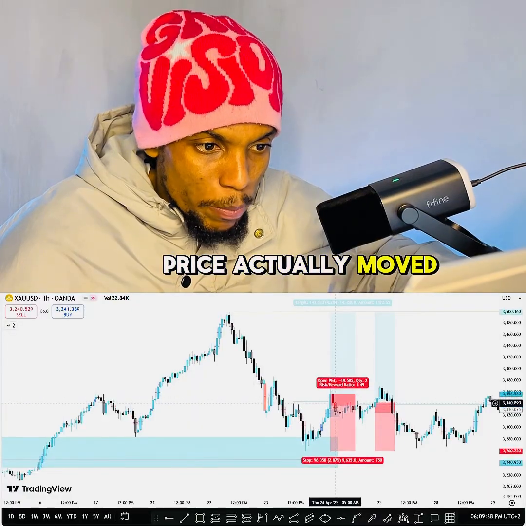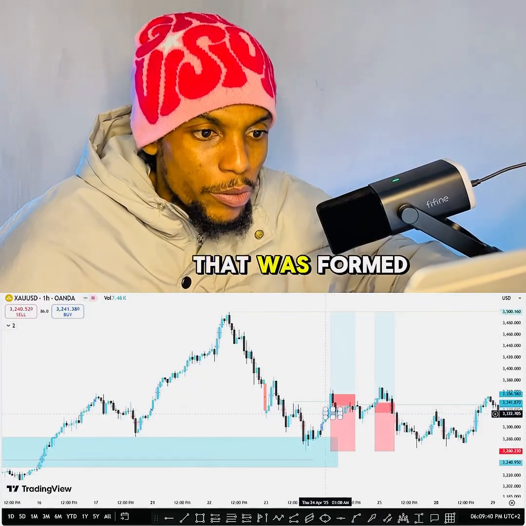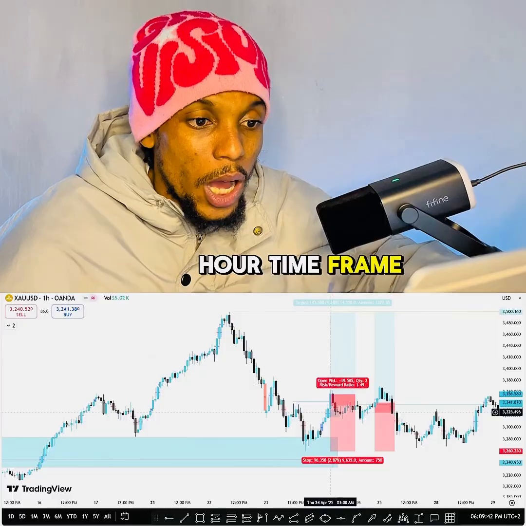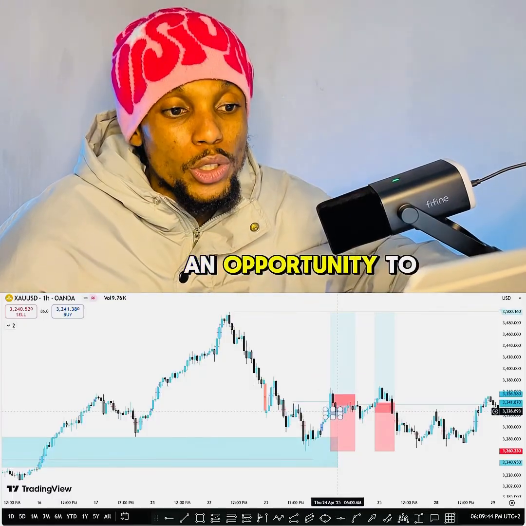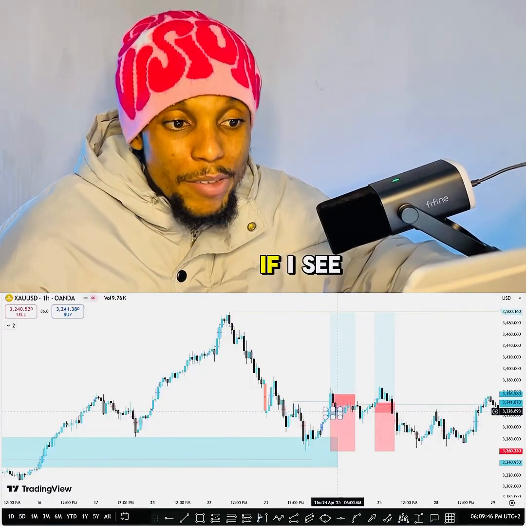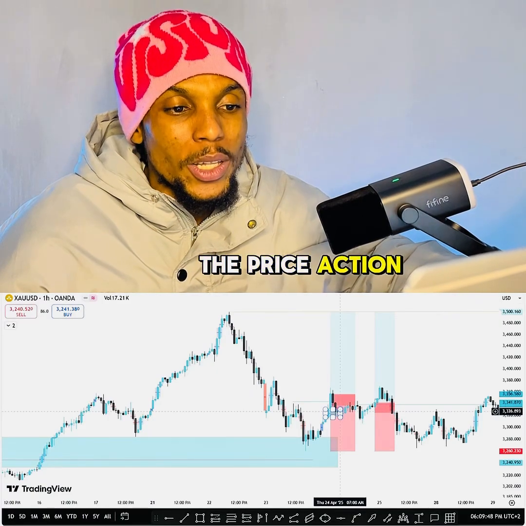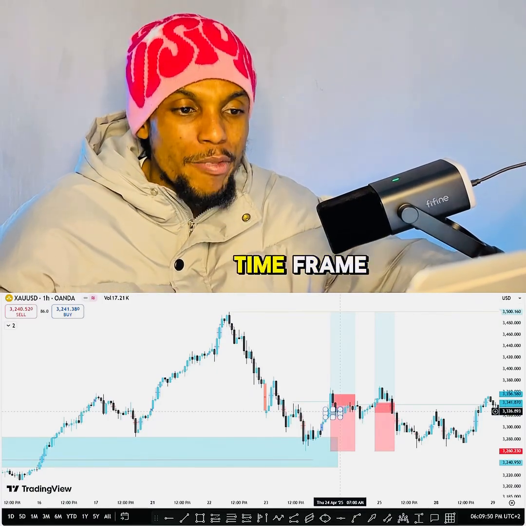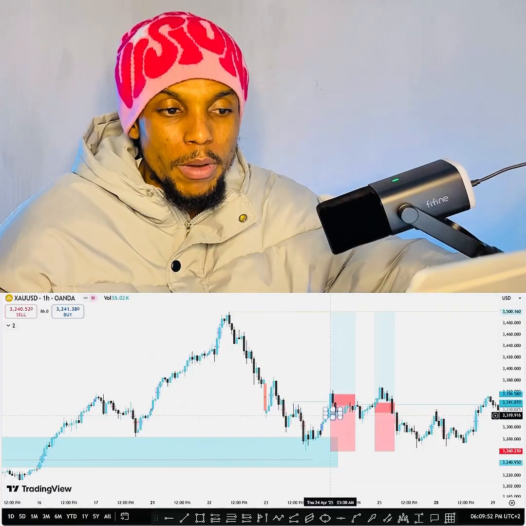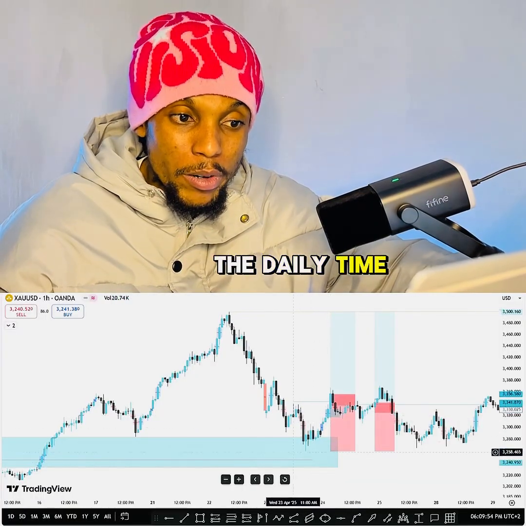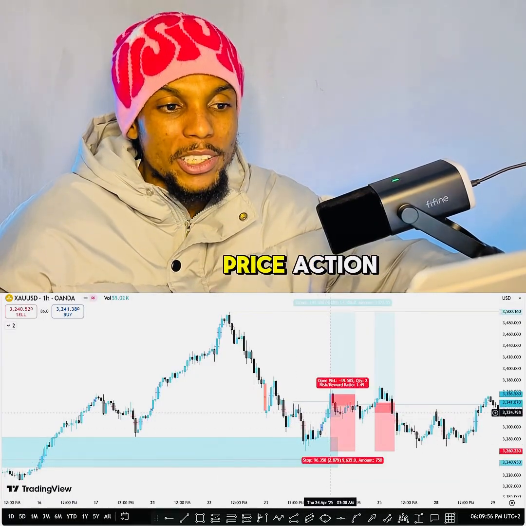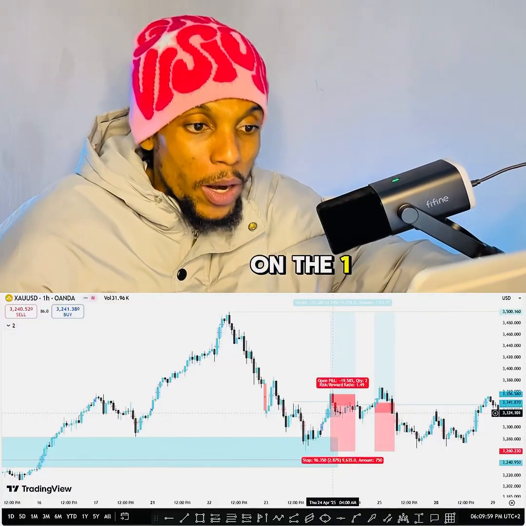Price actually moved back into this particular fair value gap that was formed in the 1 hour time frame. I thought, okay, this might be an opportunity to get a second entry if I see the price action that I need on a lower time frame, which is not this 1 hour time frame. Remember, from the daily time frame, I was expecting to see a price action that would help me enter a trade on the 1 hour time frame.